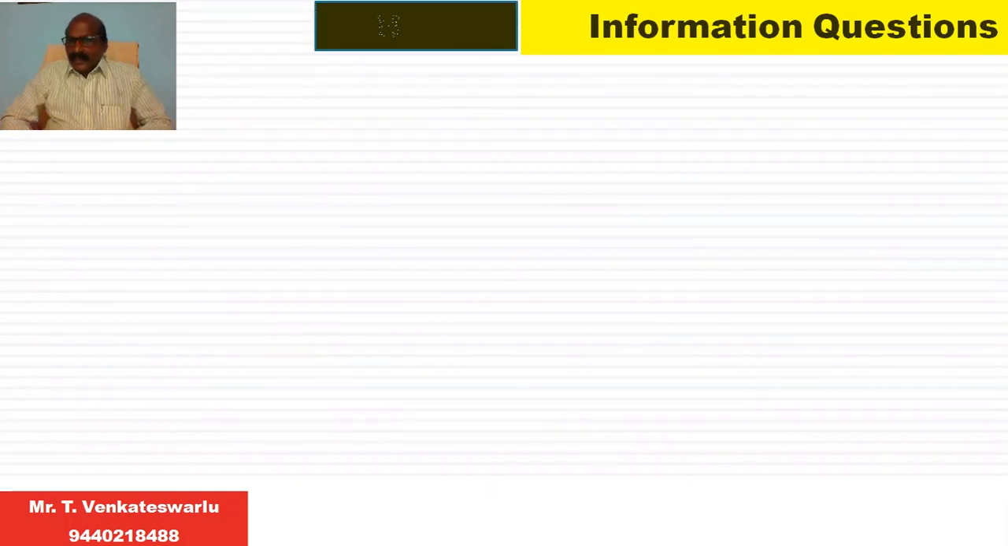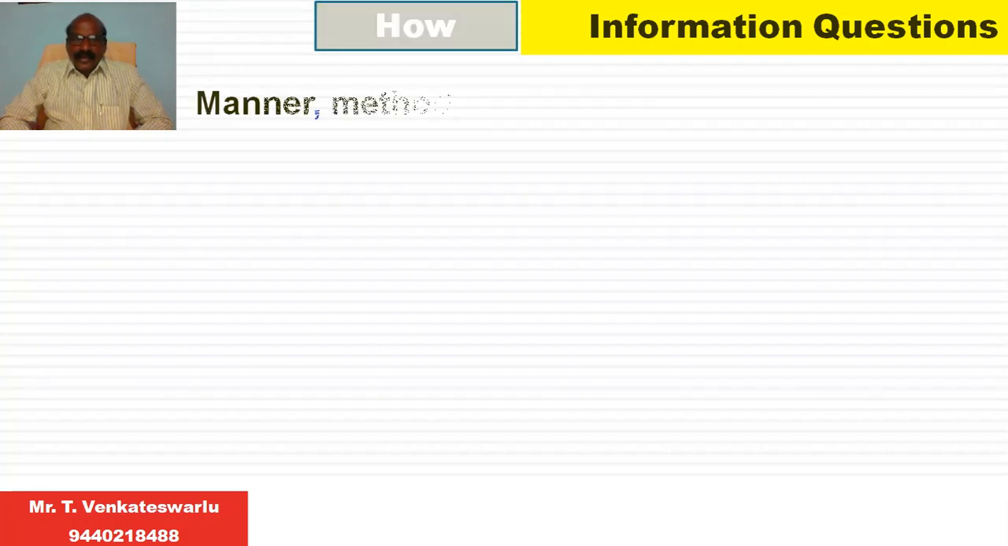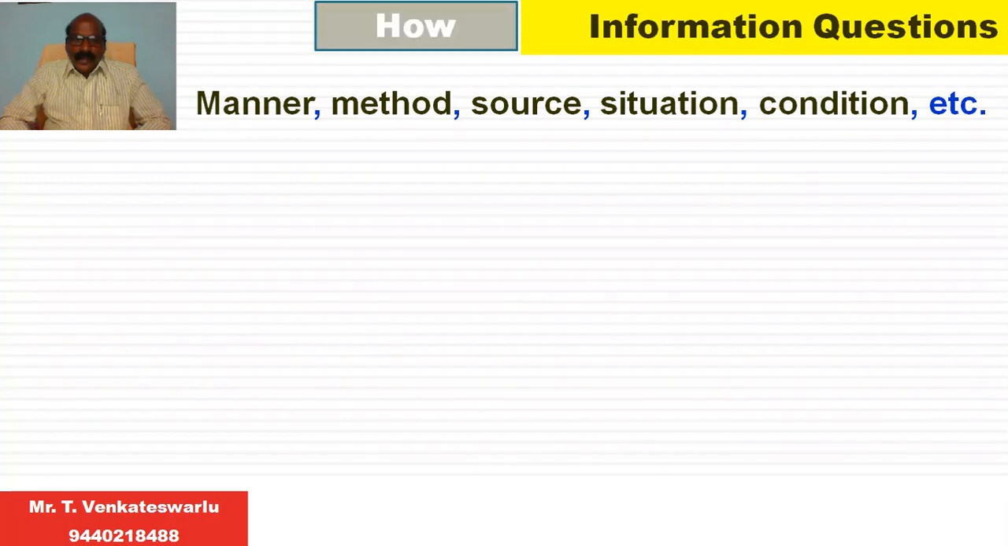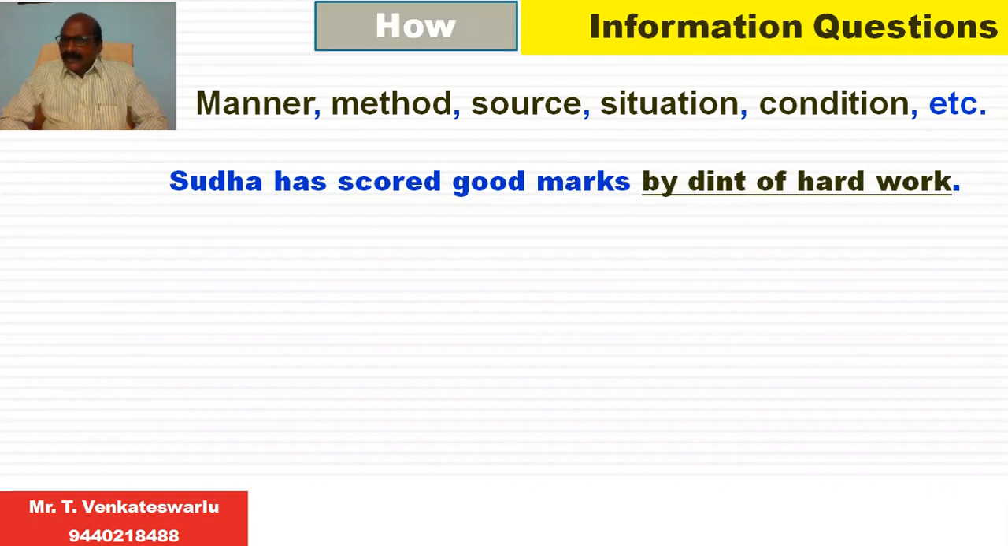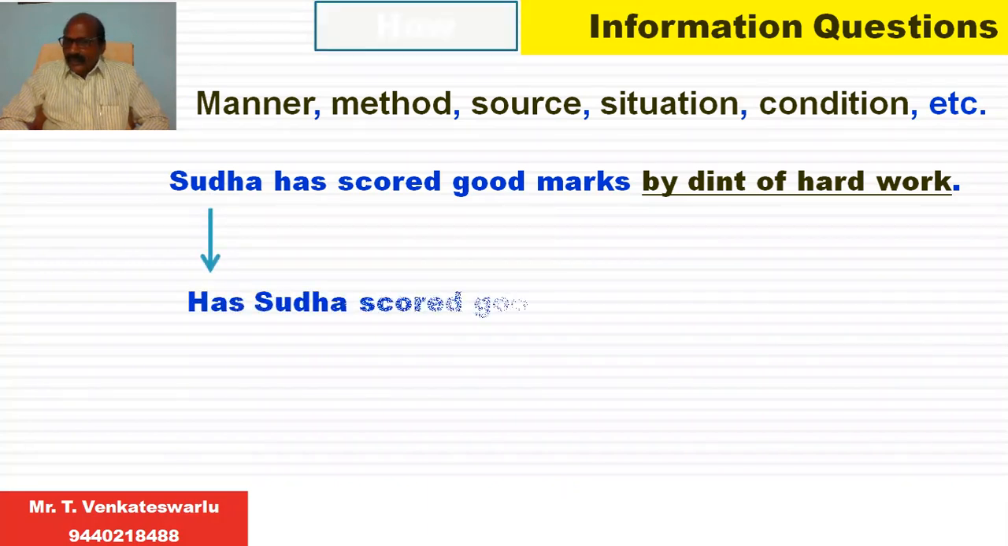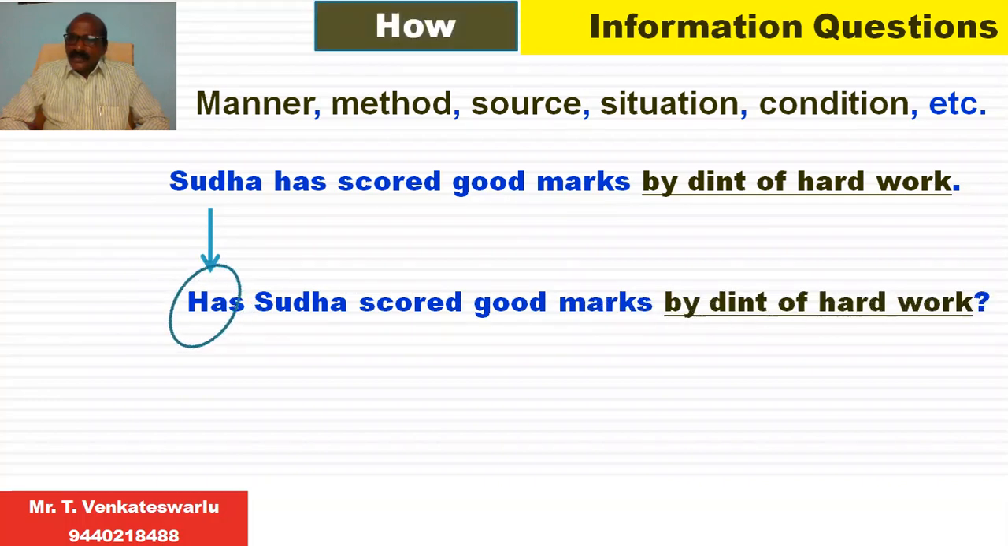And next, another question word, how. We use this question word how to refer to manner, method, source, situation, condition, etc. See some examples. Sudha has scored good marks by dint of hard work. And this is the statement. First change it into a yes or no type question by inverting the subject and the verb. Has Sudha scored good marks by dint of hard work?